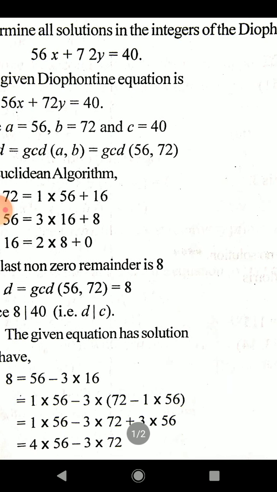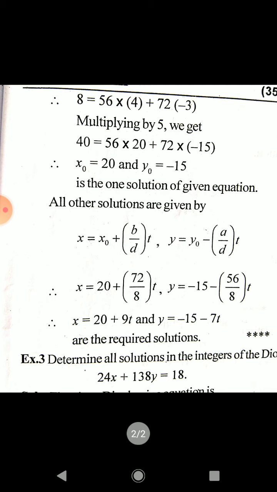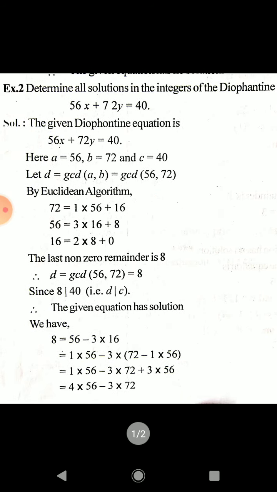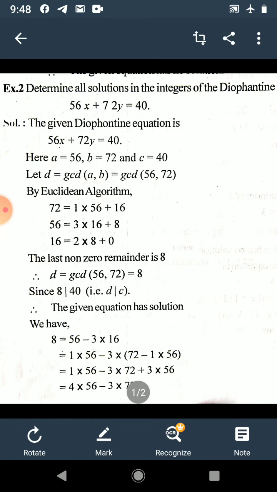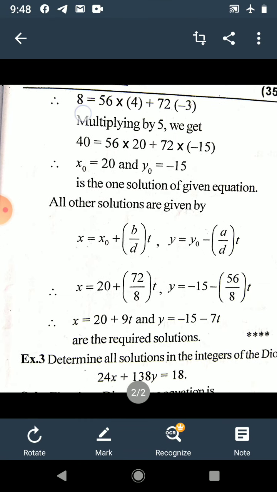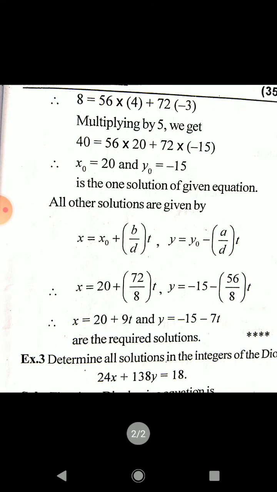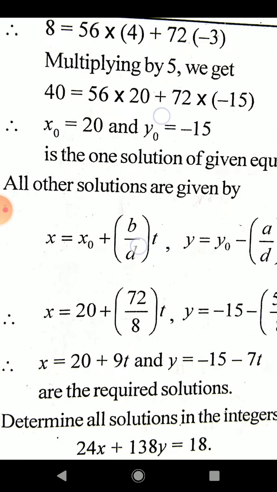So we get 8 is equal to 4 into 56 plus, 72 into minus 3. Now here you can observe that the right side of the given Diophantine equation is 40. But in our equation it is 8. To obtain it as 40, we shall multiply throughout by 5. After multiplying by 5, 8 into 5 will become 40.